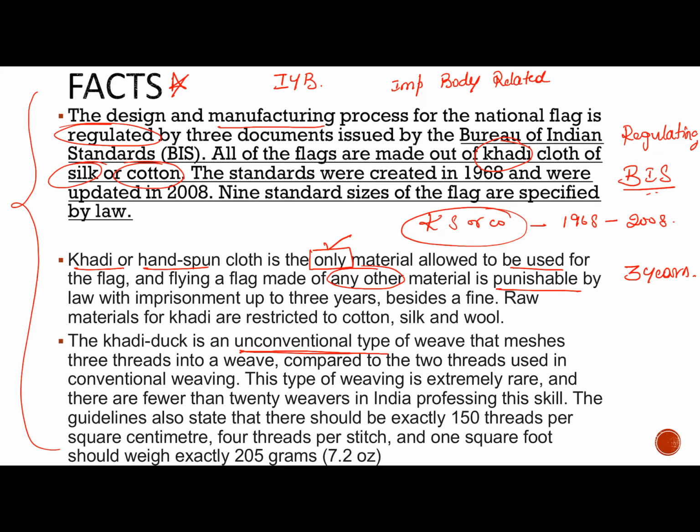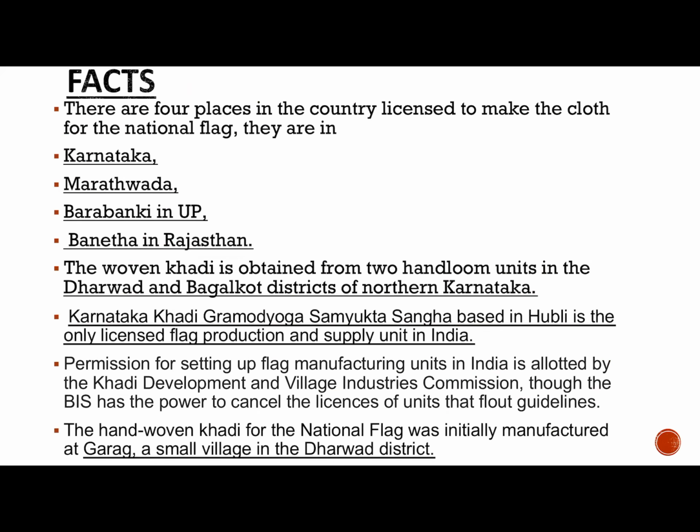So what I said about the conventional or unconventional type of weaving: this type of weaving is extremely rare, and only 20 or fewer weavers in India practice this skill. There are certain norms that have to be followed, like 150 threads having to be used to get 205 grams of flag weight. Such important points have to be kept in mind before preparing the flag.